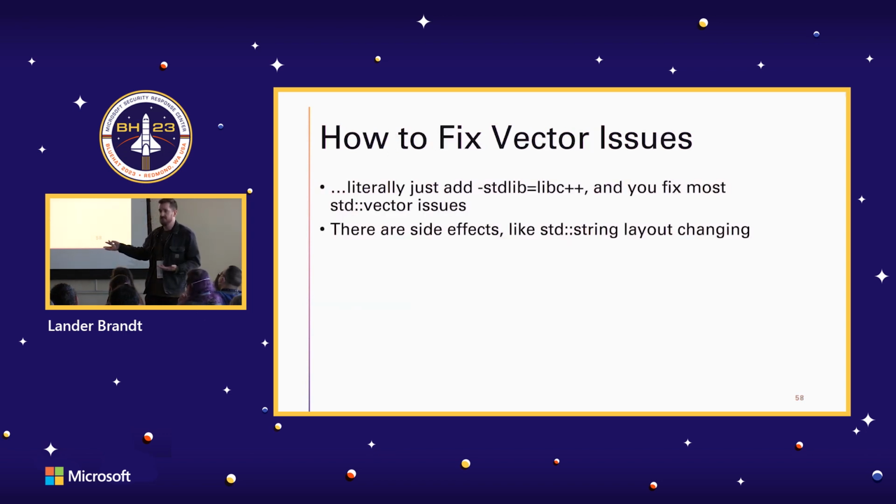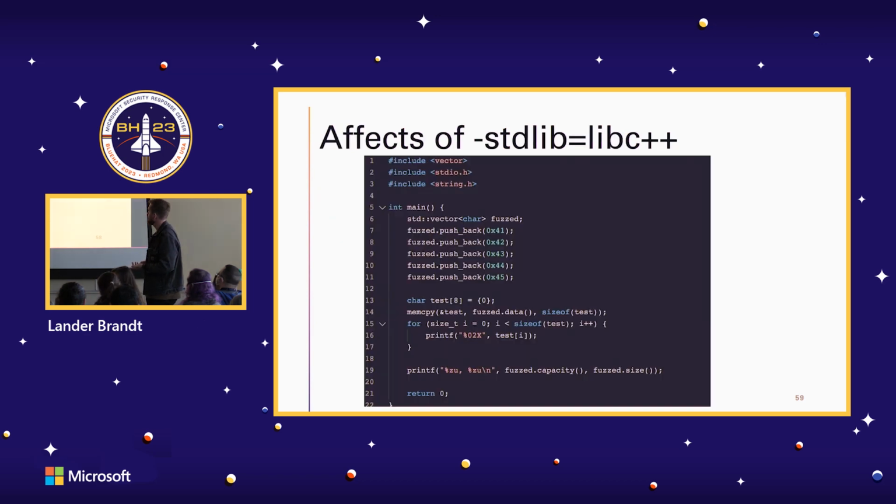And so how do you fix these issues? This is the one weird trick. You literally just add standard library equals libc++. There's some downsides to this. Like this actually doesn't fix that string issue, but this actually gives you container enlightenment for vectors in your target. And this will fix the issue I was just describing with vectors at least.